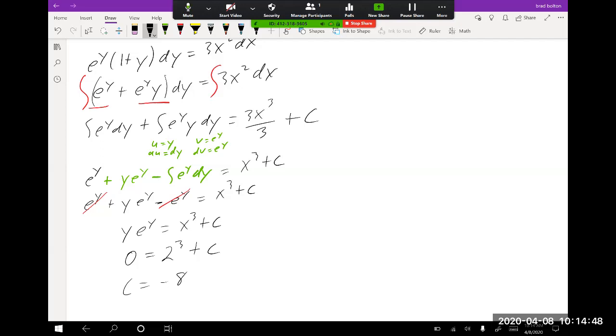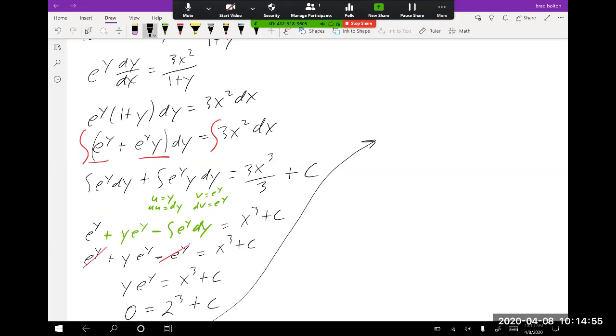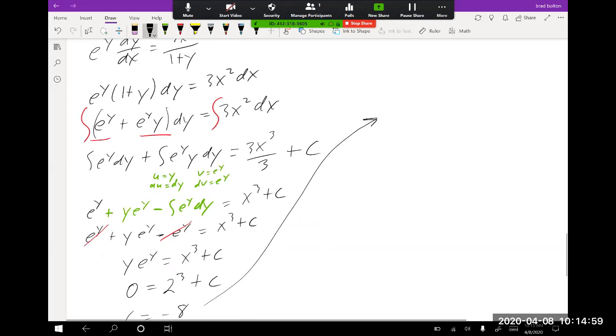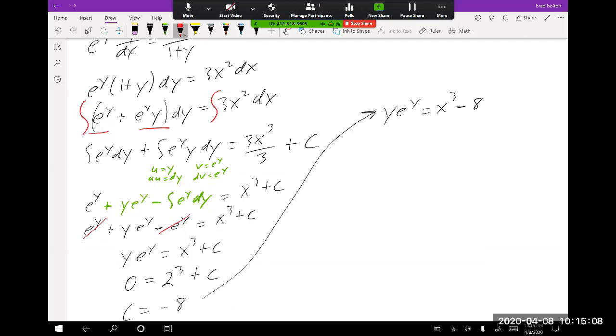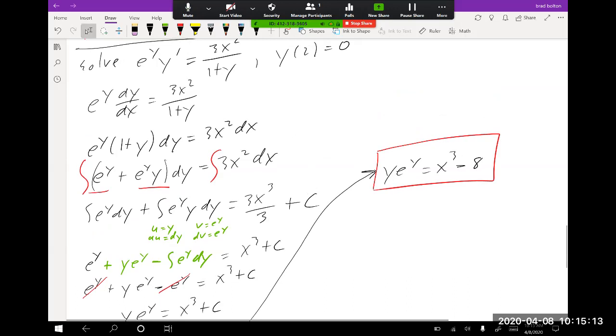Okay, so we now can write our answer. Bring it back up over here. So our answer will be y e to the y is equal to x cubed minus 8. Right? So this would be our solution. All right. So hopefully you guys are okay with this solution to the differential equation.